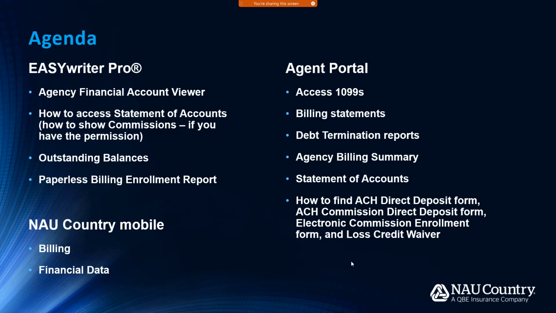And last but not least, we'll end on the agent portal. We'll talk about how you can access 1099 information, which will be coming up here before you know it. Also, billing statement information, debt termination reports, agency billing summaries, how to run a statement of accounts out on Agent Portal, and then probably most importantly, how to navigate to forms that you may need to access, such as ACH direct deposit of indemnity for your policyholders, how to get signed up for ACH commission direct deposit for yourself, how to enroll in electronic commissions, and also where the loss credit waivers are located.